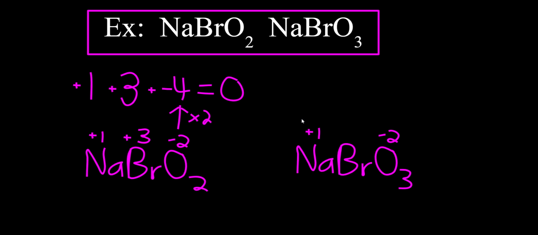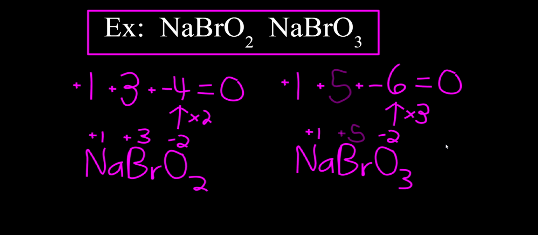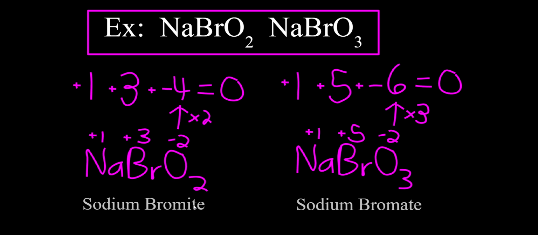Now you'll notice that the subscript on the oxygen changed from 2 to 3. Therefore, nothing's going to change except that there's going to be more negative, and the oxidation state of the bromine is going to become +5. And that gets spelled out in the name, sodium bromite and bromate. All right.